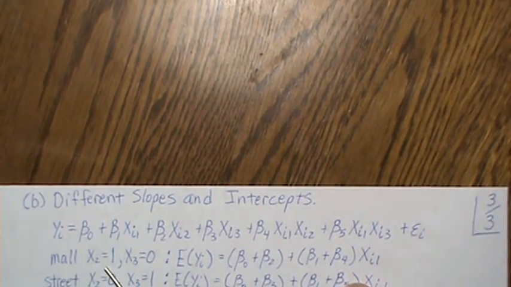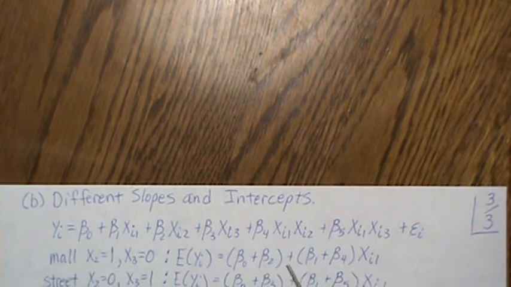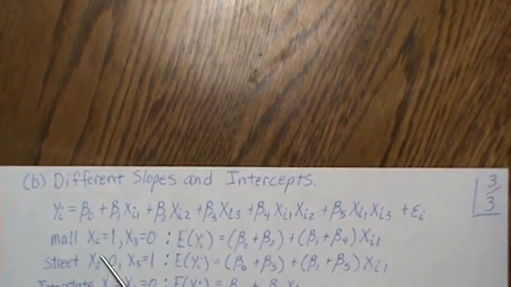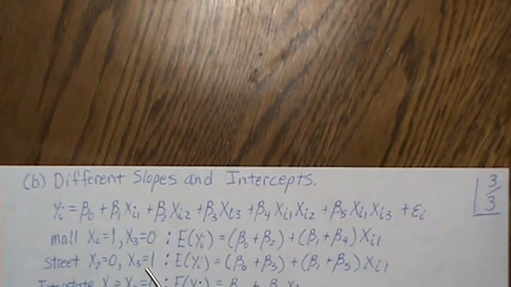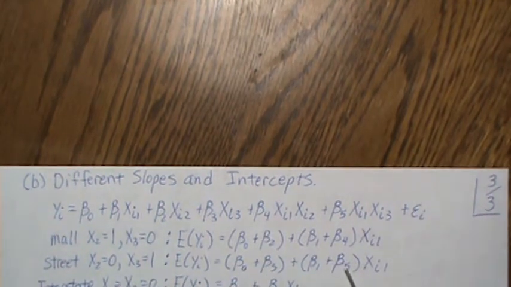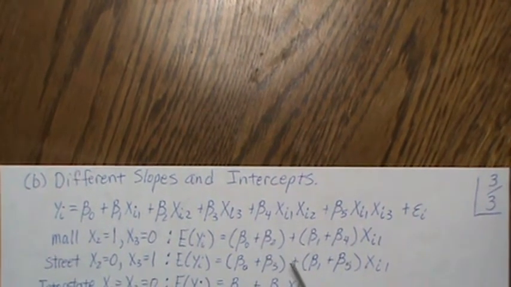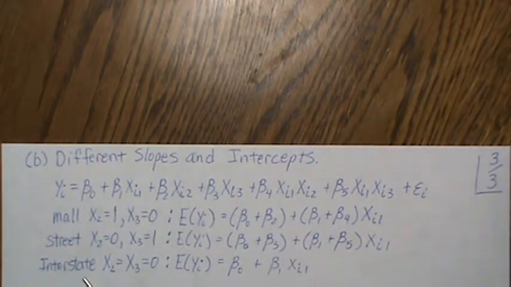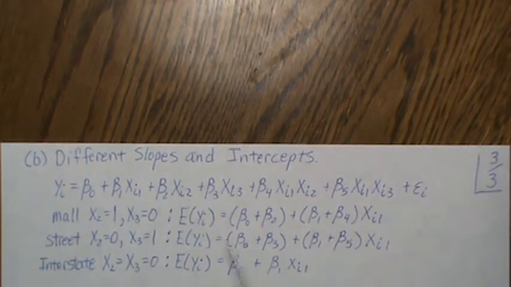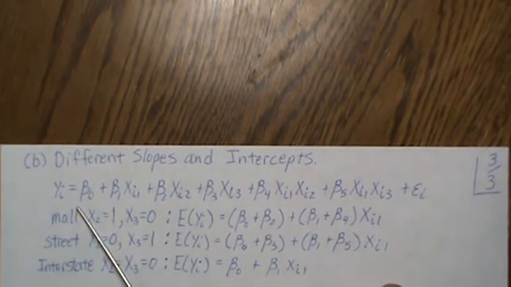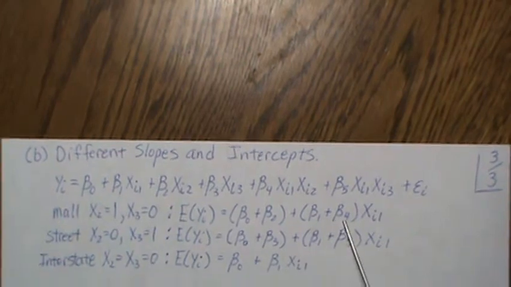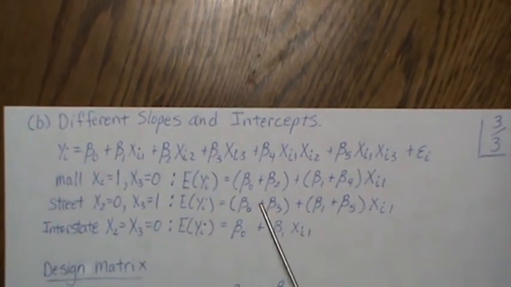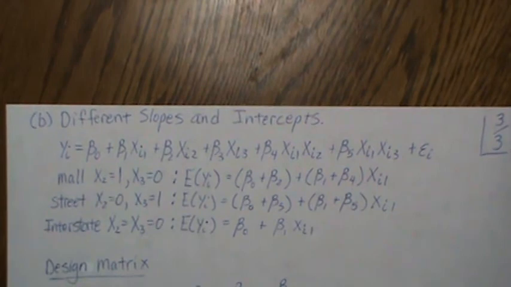So if we're in the mall, x2 is 1, x3 is 0. Its expected value is this. So this is the slope, this is the intercept. If we're dealing with the street restaurant, x2 is 0, x3 is 1. Its expected value is this. Different slopes, different intercepts. Interstate, x2 and x3 are 0, so plug in 0 for all these. And then we're left with this expected value, this model. So notice they have different slopes, different intercepts. So this is the model that would fit that scenario.